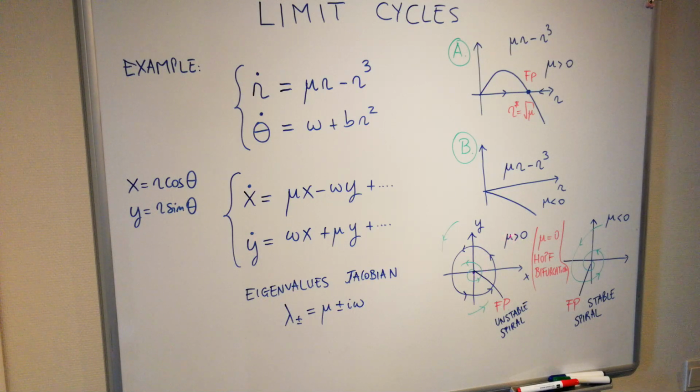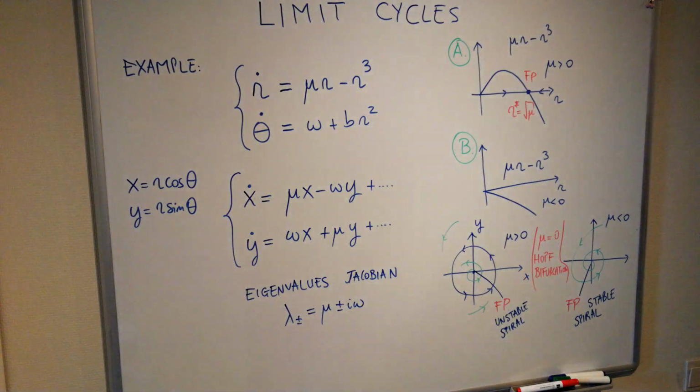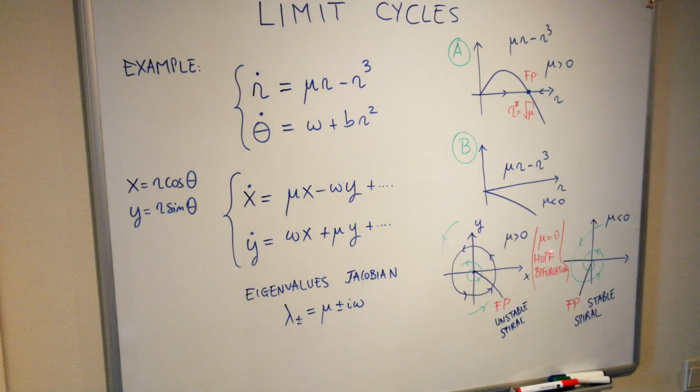If mu is positive and very small, the radius of this limit cycle is very small, and it starts growing with the square root of mu as mu becomes larger and larger, so this limit cycle increases. This Hopf bifurcation theorem says that typically around the Hopf bifurcation point, I will have a limit cycle. And we will discuss this Hopf bifurcation theorem next.